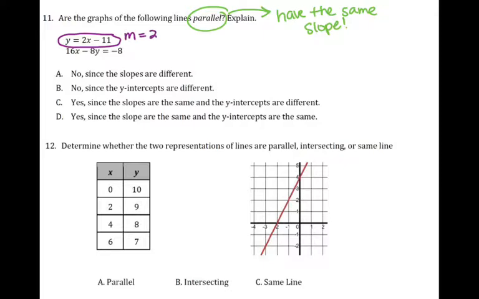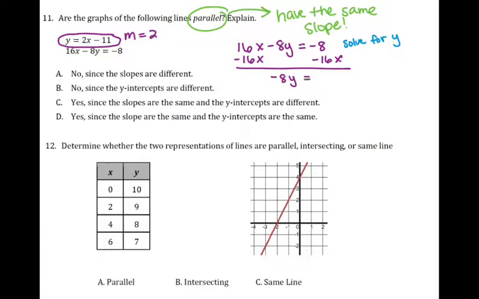For my second equation, that one is not in slope-intercept form, unfortunately. So what I need to do is get it into slope-intercept form. So in order to do that, I need to solve for y. Ooh, should have separated that. Solve for y. So in order to solve for y, I'm going to start by moving the x. So I'm going to subtract 16x from both sides. That gives me negative 8y equals negative 16x minus 8.